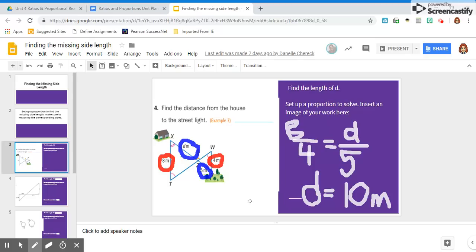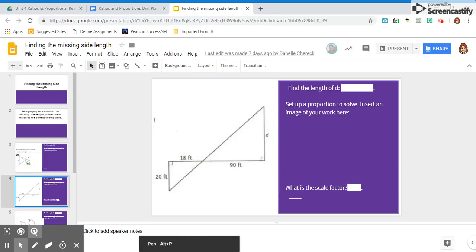So again, what I do is I do 8 over 4 because those are the 2 corresponding sides, and then D over 5 are the 2 corresponding sides. But the units on top and on bottom are from the same triangle. Okay, so that's the way that I would set that one up. You could have done it a little bit differently and done 8 over D equals 4 over 5, and you would have gotten the same thing. But that's totally up to you.